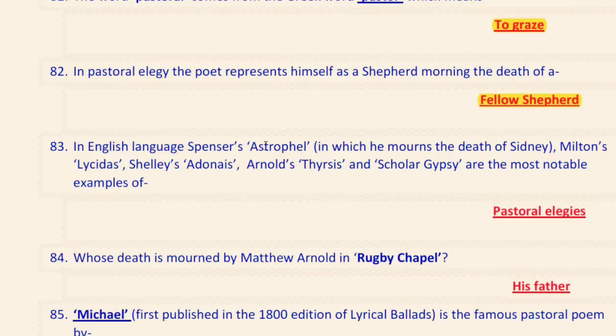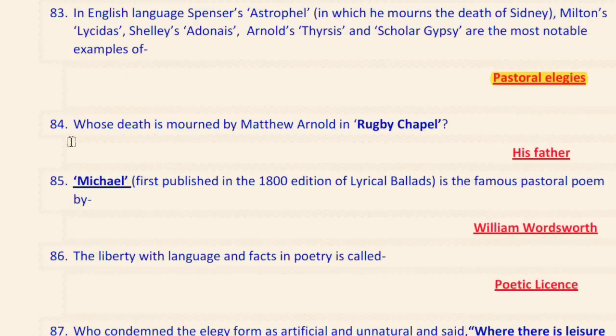In the English language, Spenser's Astrophel, in which he mourns the death of Sidney, Milton's Lycidas, Shelley's Adonais, Arnold's Thyrsis, and The Scholar Gypsy are the most notable examples of pastoral elegies. All these poems, Astrophel, Lycidas, Adonais, Thyrsis, The Scholar Gypsy, are examples of pastoral elegy. Let's see question number 84. Whose death is mourned by Matthew Arnold in Rugby Chapel? The answer is his father.